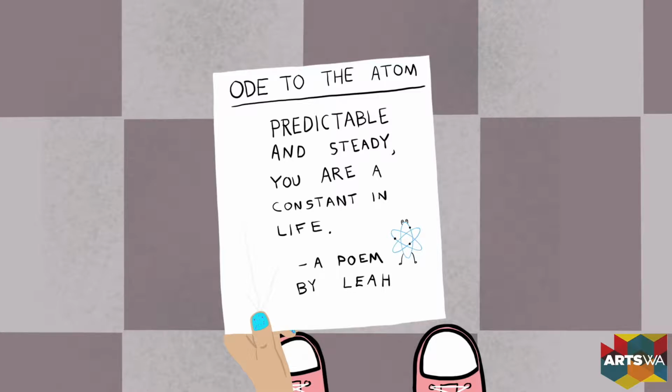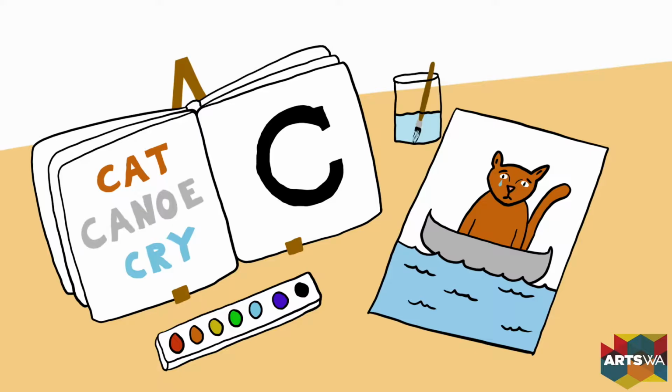Predictable and steady, you are a constant in life. A poem by Leah. Emerging readers can paint their way towards literacy. On a table, a book stands open on an easel. Left page, cat, canoe, cry. Right page, the letter C. Nearby is a rack of watercolor paint and a brush in a glass of water. Right of the book is a painting of a sad-looking cat in a canoe on water.